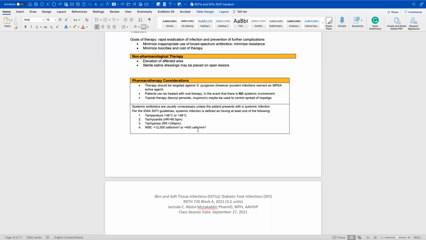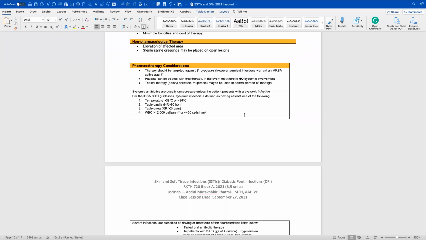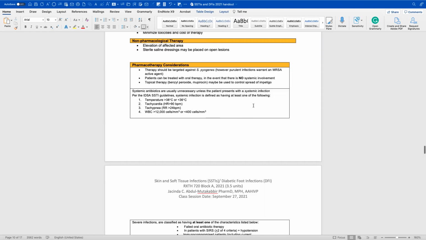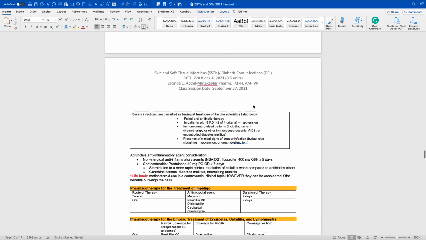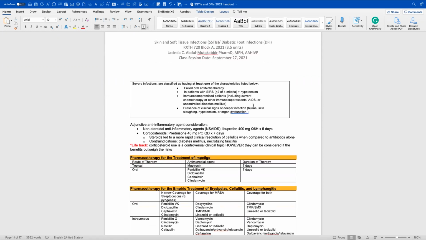Patients can be treated with oral therapy in the event that there is no systemic involvement. Typical therapy can include benzoyl peroxide and mupirocin, and it may be used to control the spread of the impetigo. Systemic antibiotics are used per that same algorithm that we utilized in the previously described infection. And for severe infections, of course, they're classified per that same classification that we used for the previous description of the purulent infections.